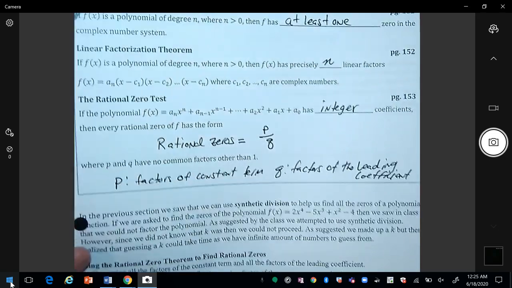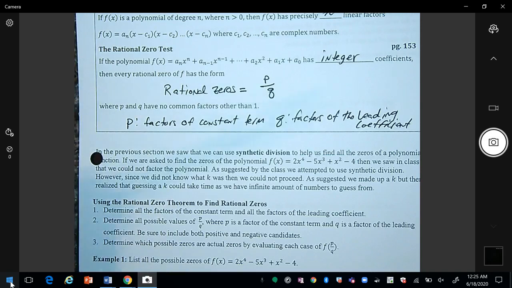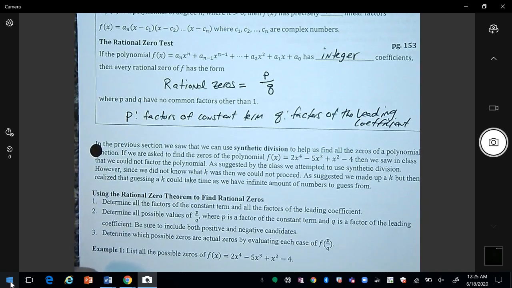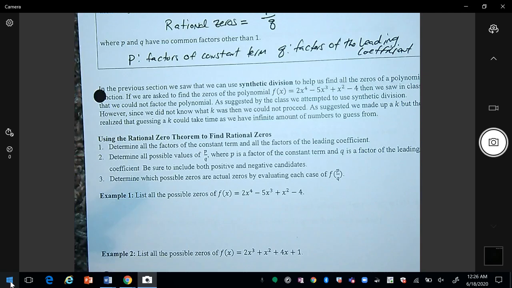So in the last sections, we looked at finding zeros, and one method we used was synthetic division. But in the previous examples, they always gave us at least one zero. In these examples, we're not going to be given a zero. And so first, let's look at some examples for the rational zero theorem. The first thing we're going to do is determine all the factors of the constant term. Again, the factors are just the numbers that you can multiply to give you that term. And all the factors of the leading coefficient. Then we're going to divide them, and that's going to create our possible list.